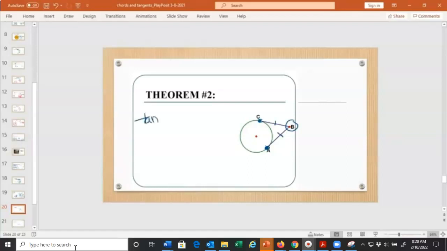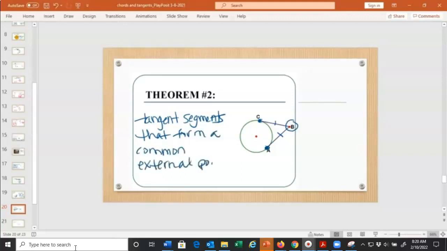So tangent segments that form a common external point are congruent. So I marked those congruent.